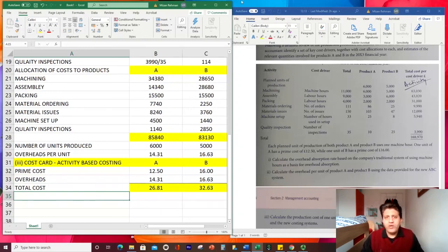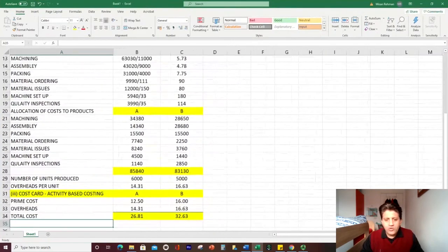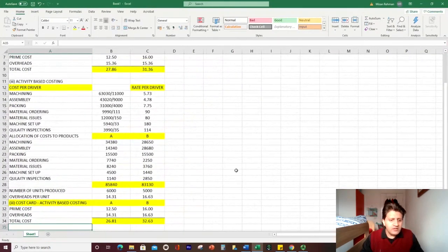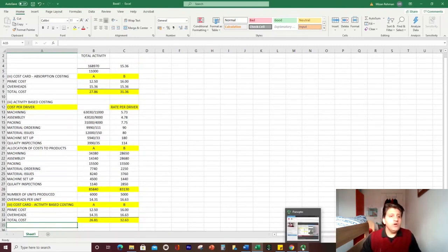Let's compare it with our absorption costing total cost, how different it is. It is not significantly different, but we can see that the cost of A has decreased and the cost of B has increased because of using activity-based costing. Activity-based costing is more correct for sure because it takes more details into account on the costing.